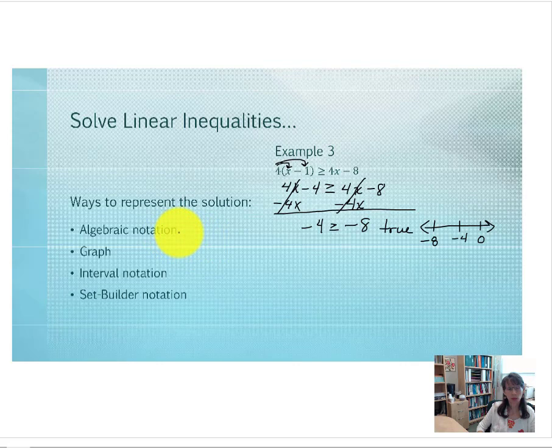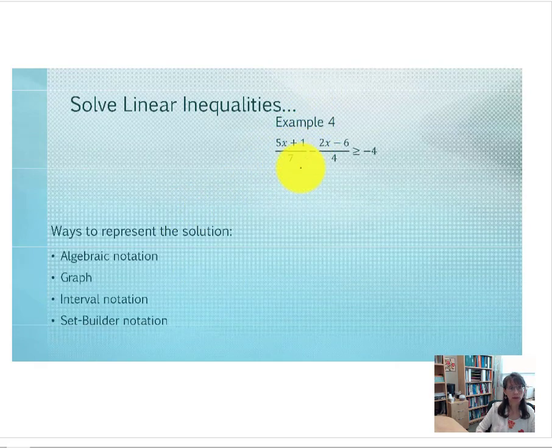So we do not have an algebraic notation to write for that, but the graph, where are all the real numbers? They're everywhere on the number line. So this time the entire number line is shaded. And that interval includes negative infinity to positive infinity. And those are the only two types of notation we would use to write our answer. So this is another special case situation.